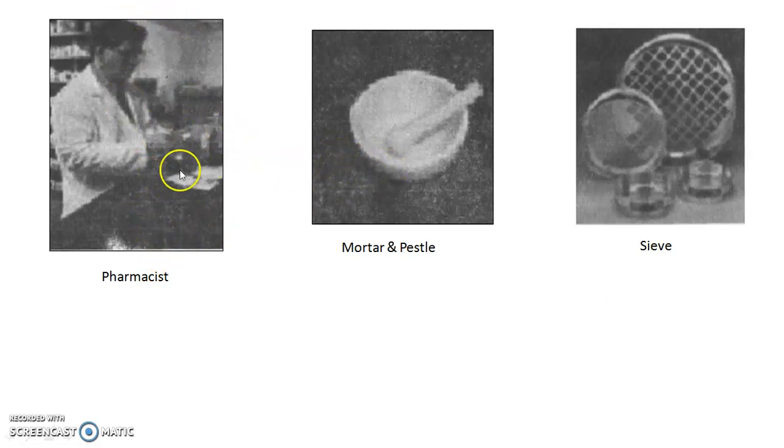For example, in the first diagram we can see the pharmacist. In the second diagram there is a mortar and pestle. In the third one, that is a sieve. This mortar and pestle is used to triturate, to reduce the particle size and to mix some ingredients during formulation or production. Then the sieve is used to pass the powders through it to obtain uniform particle size powders.